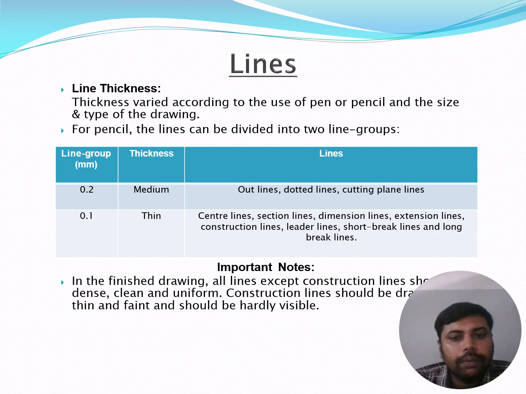According to the use of pen and pencil and the size, types of drawing lines: for pencil, the lines can be divided into two groups, medium lines and thin lines. Medium lines are the outlines, dotted lines, cutting plane lines. Then thin lines are center lines, section lines, dimensioning lines, extension lines, construction lines, etc.